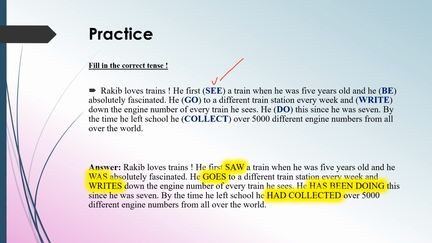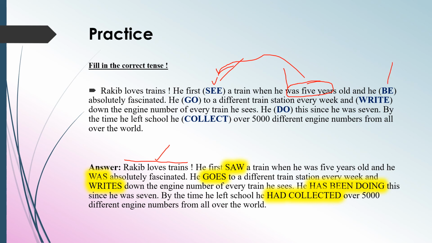So let's start with the first sentence. Rakib loves trains is a general present form. In a general sense, the sentence stated. He first saw a train when he was 5 years old. So we are referring to an action which happened long before. Was 5 years old, was. So that means we have to produce it in the past form. He first saw a train when he was 5 years old, and he was absolutely fascinated.